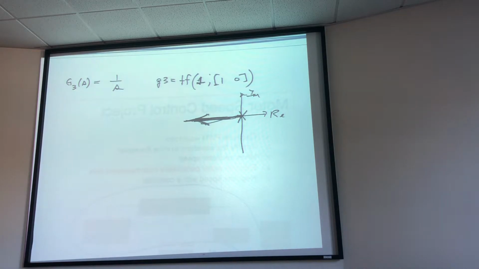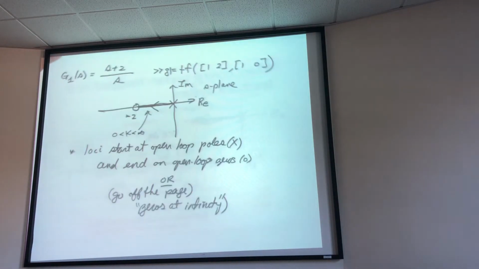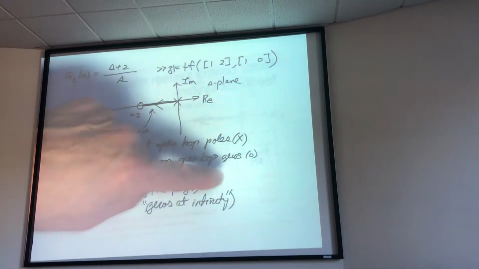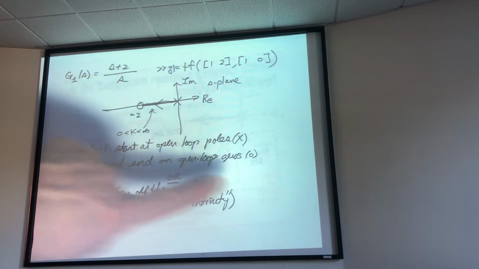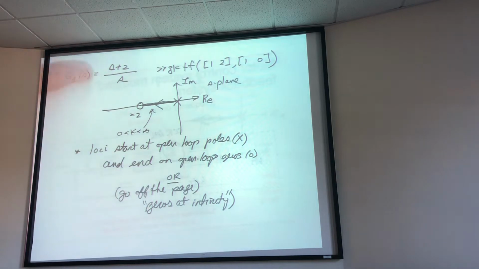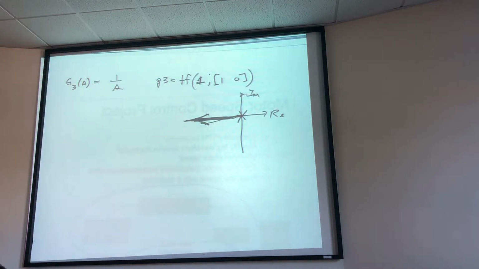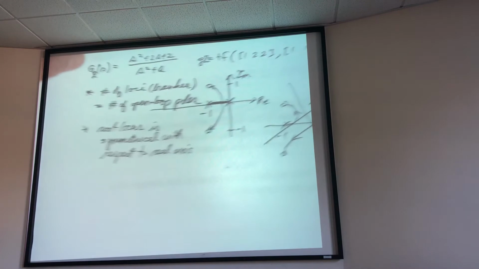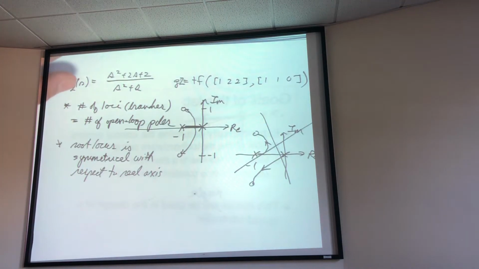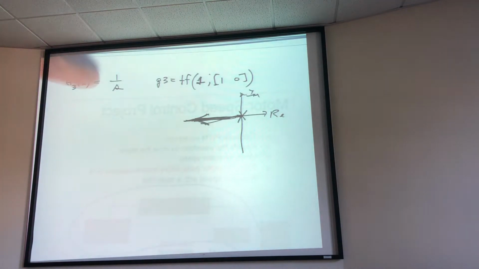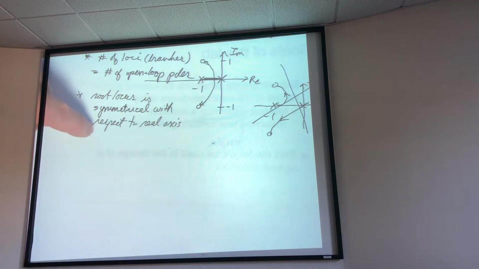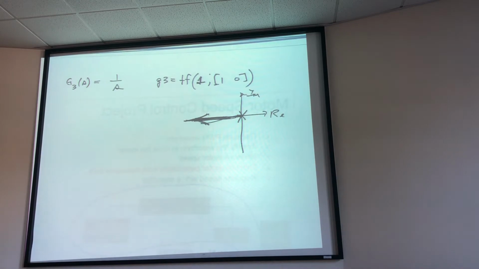Let's review some of the generalizations. The loci start at the open loop poles, and they end on the open loop zeros, or they go off the page. The number of loci is equal to the number of poles. There's only one pole, so there's only one locus. The locus is symmetrical with respect to the real axis.